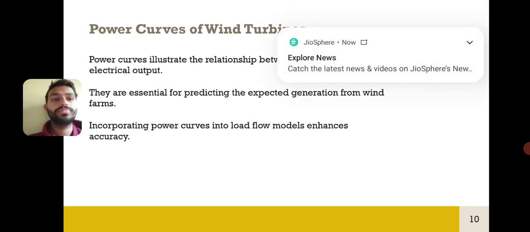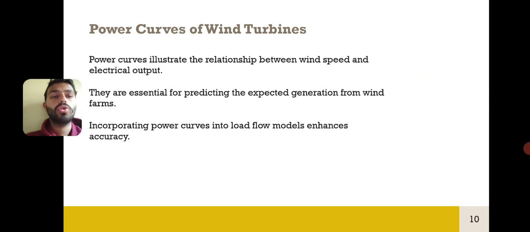Power curves of wind turbines. Power curves illustrate the relationship between the wind speed and the electrical output. These curves show the relation between wind speed and the electrical output as well. They are essential for predicting the expected generation from wind farms. Incorporating power curves into load flow models enhances accuracy.